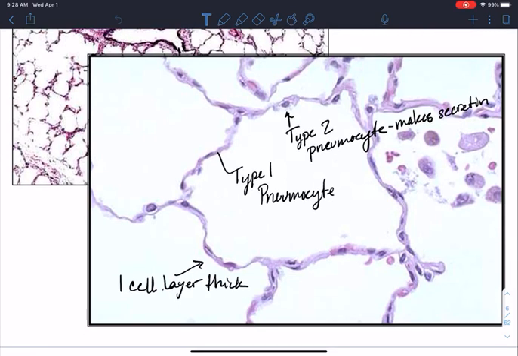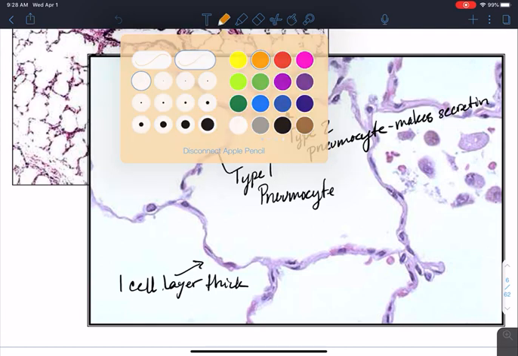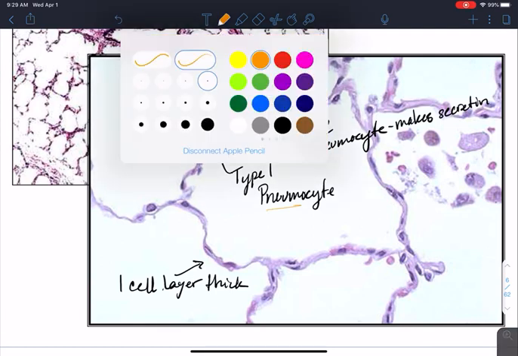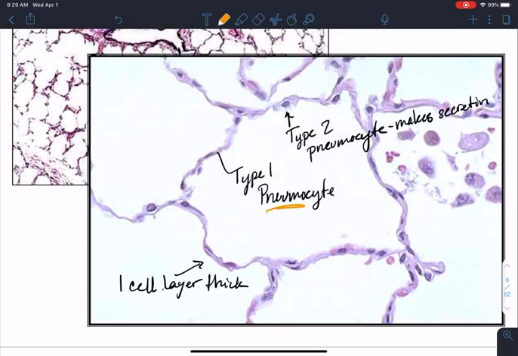This shows the difference between type 1 and type 2 pneumocytes. Pneumo means lung. Cyte means cell. So these are lung cells. You got two different types of them.